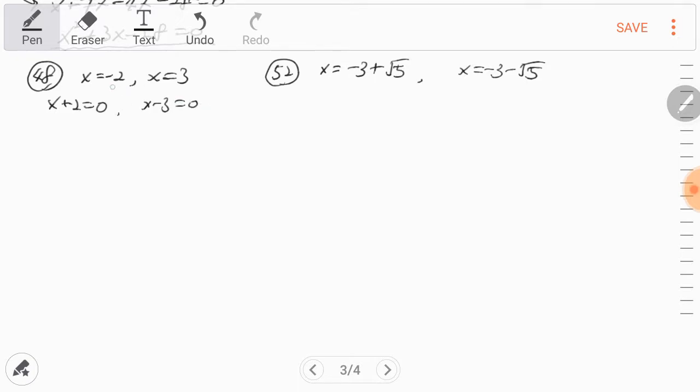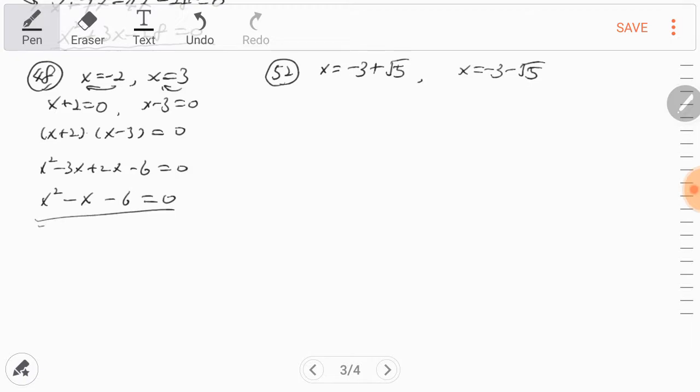So move the value to the left, so the right side of the equation is 0. Then since each expression is 0, the product is also equal to what? 0. So use the FOIL method. x squared minus 3x plus 2x minus 6 is equal to 0. Combine the like terms. x squared minus x minus 6 is equal to 0. So this is the quadratic equation.